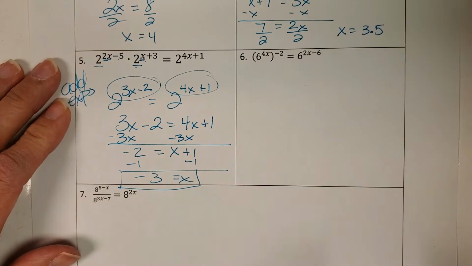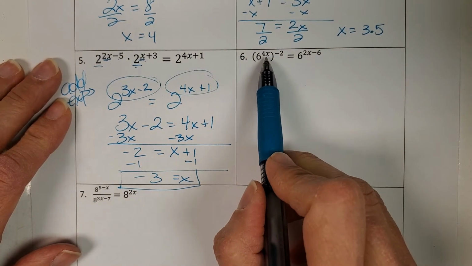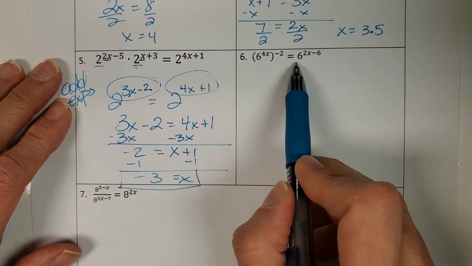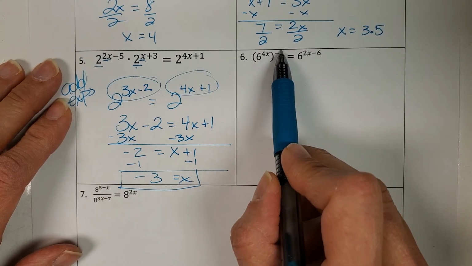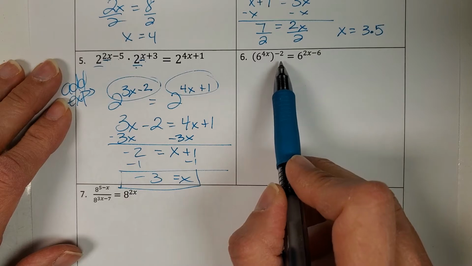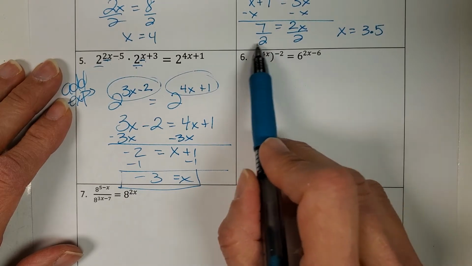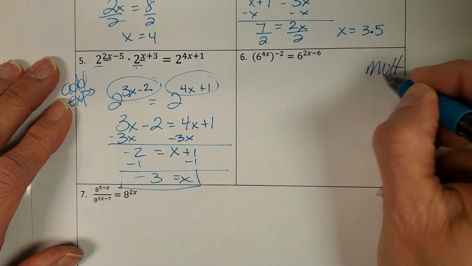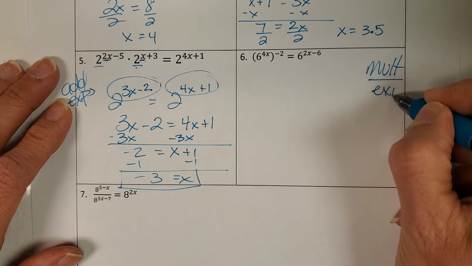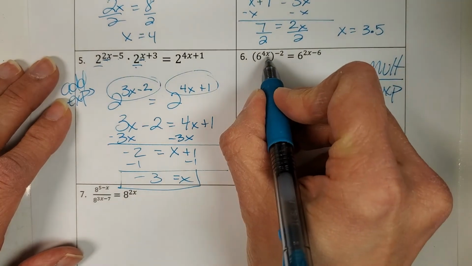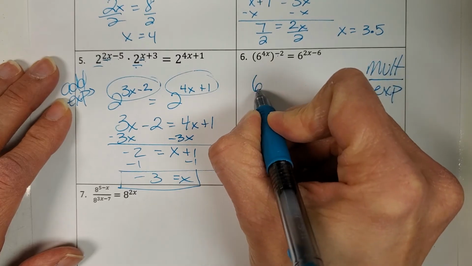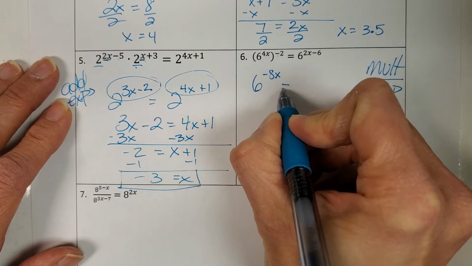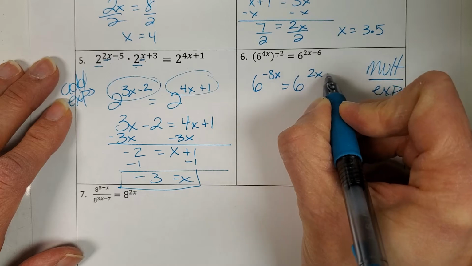Now this one's a little trickier because to simplify it, yes, there's one base to each side, but I've got these parentheses and it's raised to a power, so it's kind of tricky there. I can't have that. I need to simplify this first. So my exponent rule says when I have a power raised to a power that I multiply exponents. So I'm going to take 4x times negative 2. So that's a negative 8x. And then I'm going to set it equal to the other side.